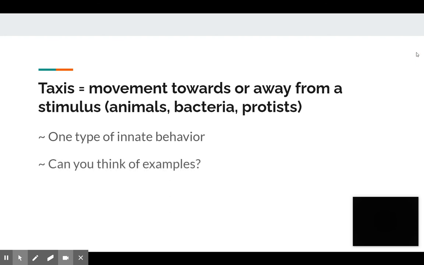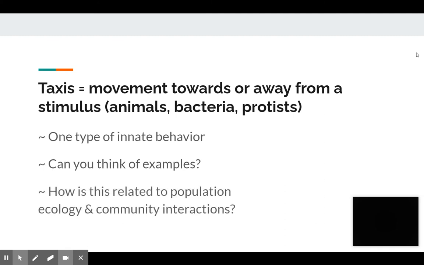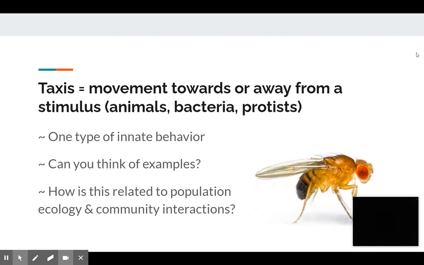So see if you can think of some examples of this. And also, we're going to think a little bit about how this might be related to population ecology and community interactions. How are these types of automatic movements attracted to or away from a stimulus related to populations and communities and kind of ecosystem dynamics? Specifically, what we're looking at this week is the taxis responses of fruit flies.